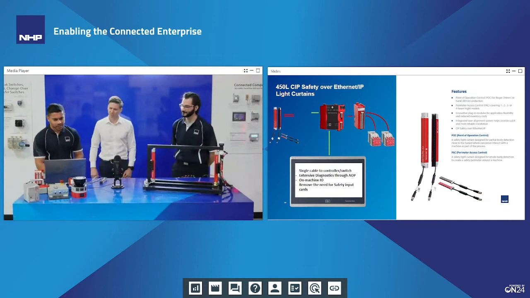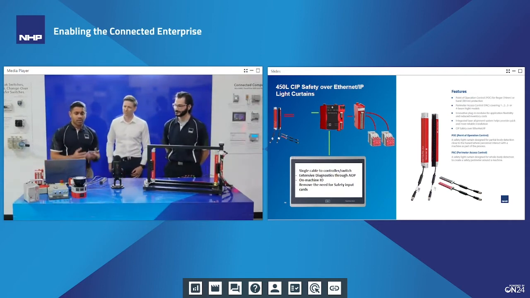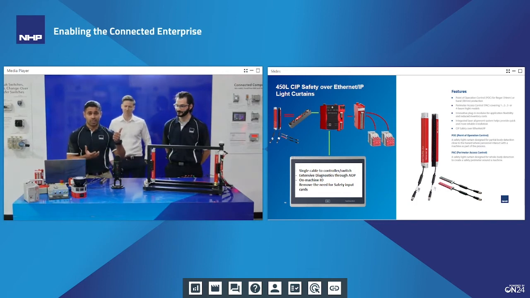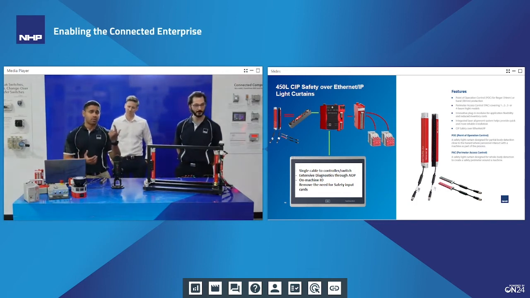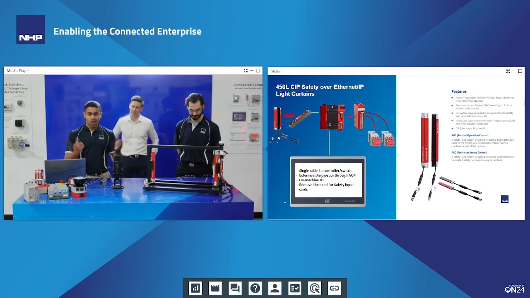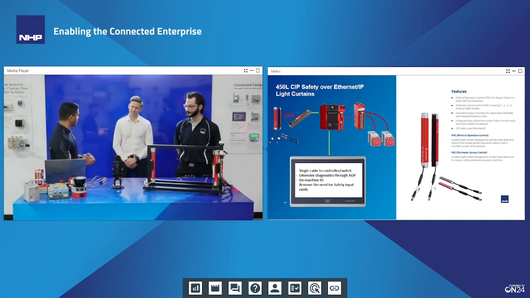Alrighty, so with our light curtains, what we enable you to do is reduce your wiring and your cost significantly. We encapsulate both your safety and your standard communication packets into an Ethernet framework. And we have much more data. As Daniel and I spoke about, we covered on-demand maintenance as opposed to predictive maintenance. So with that, I will conclude my session of today's presentation, and I'll hand it back to Jack and Daniel.